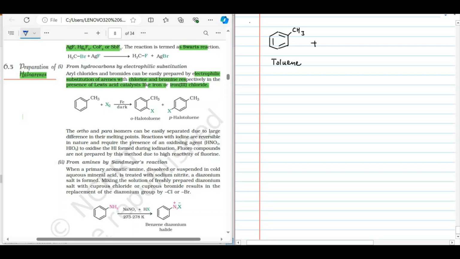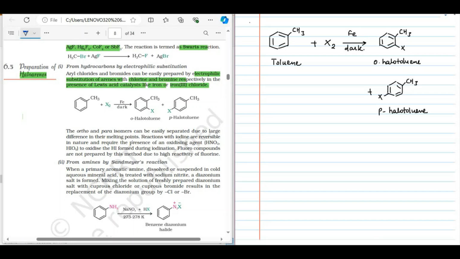When it reacts with X2, X2 can be Cl2 or Br2, in the presence of a Lewis acid, here Fe or FeCl3, in dark, it produces ortho halotoluene and para halotoluene. So this is toluene. When the halogen is attached to the ortho position, it is called ortho halotoluene. And another product formed is the para derivative of toluene. So this is CH3, and the para position is the diagonal position. When X is attached to the diagonal position, it is called para halotoluene.